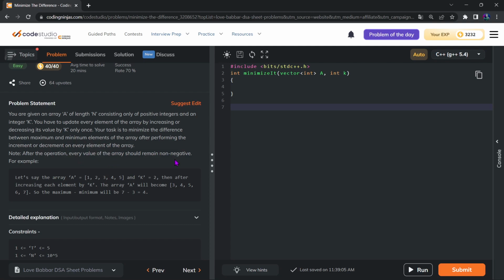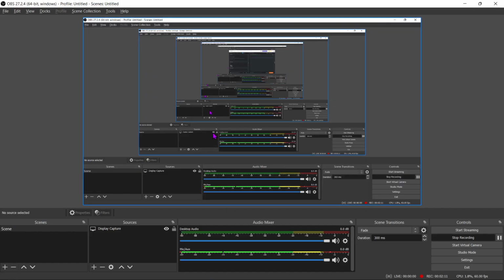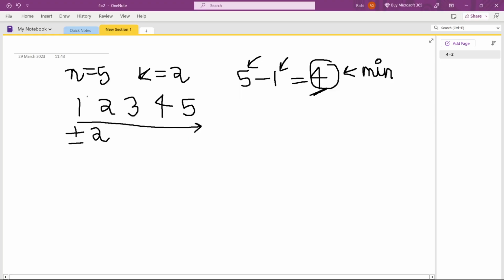And every value should remain non-negative also. So we can't subtract 2 from 1. We can subtract 2 from 2 because the result is a non-negative number, which is 0, and we can subtract 2 from 3, 4 and 5 as well. Okay, now we have to minimize this difference. We have to minimize 4.